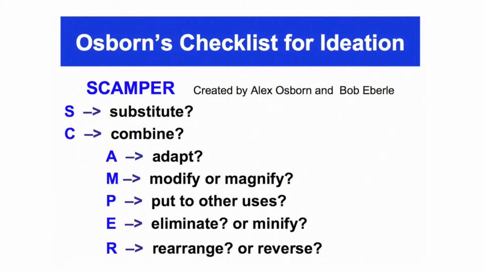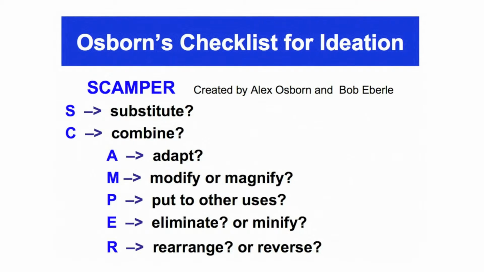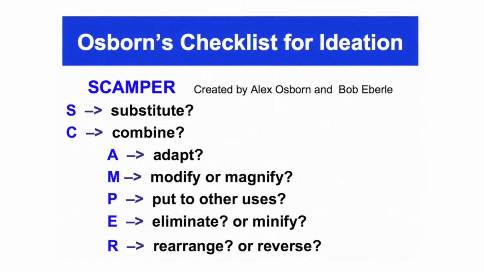So how can we improve our idea generation abilities? We can look at Osborn's checklist for idea generation. Using the acronym SCAMPER, we can ask questions starting with each of the letters. Starting with letter S, what can I substitute? Letter C, what can I combine? Letter A, what can I adapt?